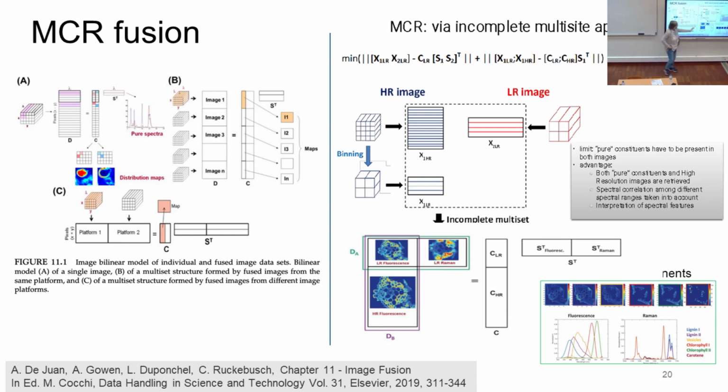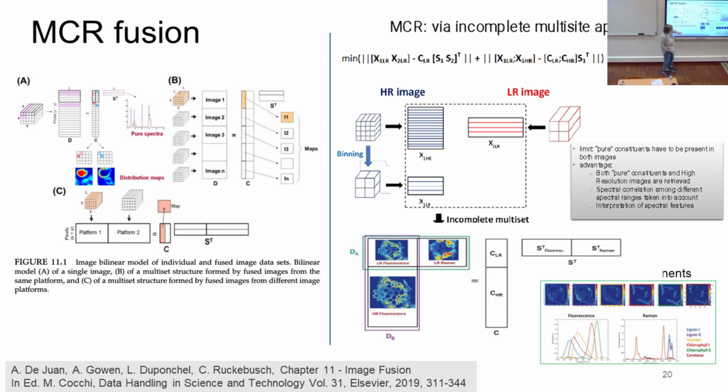And this is a proposal. If you want to do pan sharpening, then Jean-Michel will show other methods. But within the context of multivariate curve resolution, you can do this if you first manage to make the images of the same size, maybe with binning, and then you treat this as an incomplete multiset.